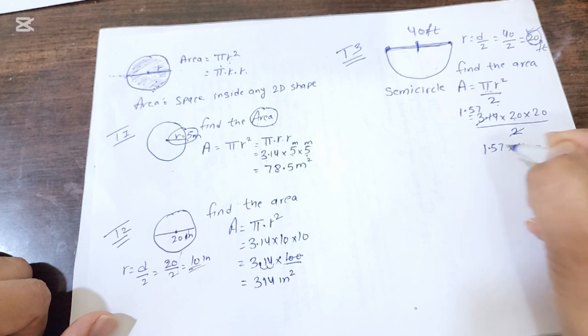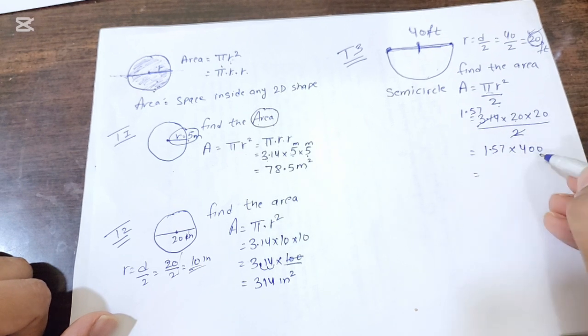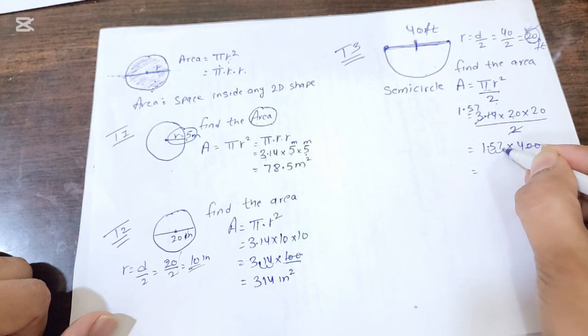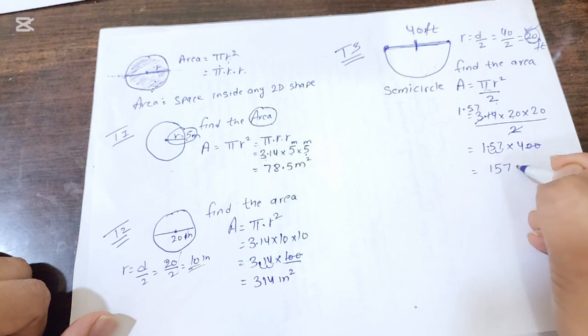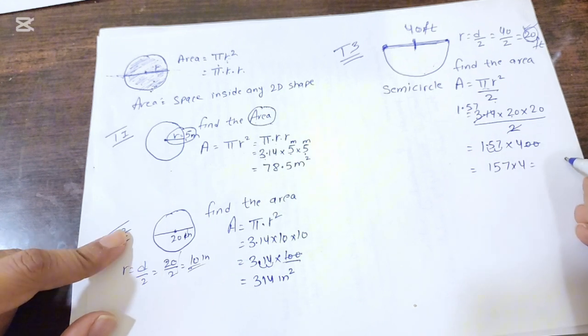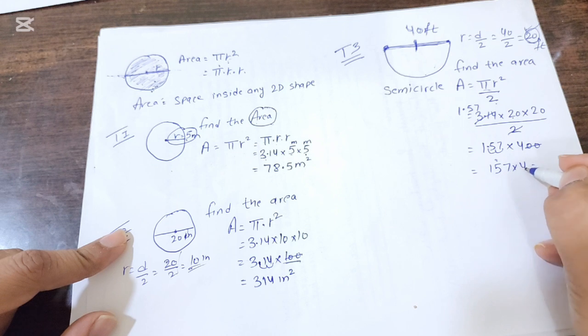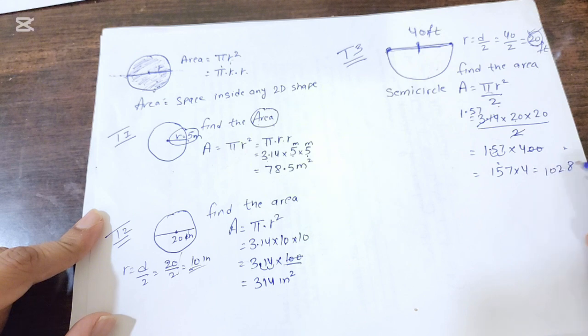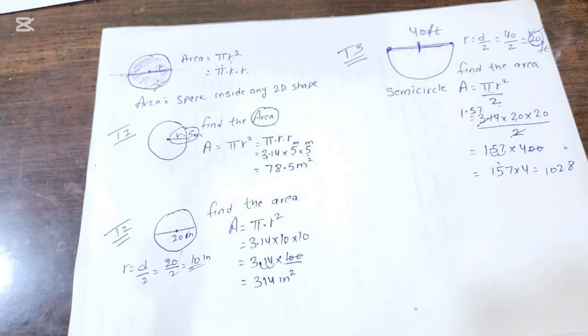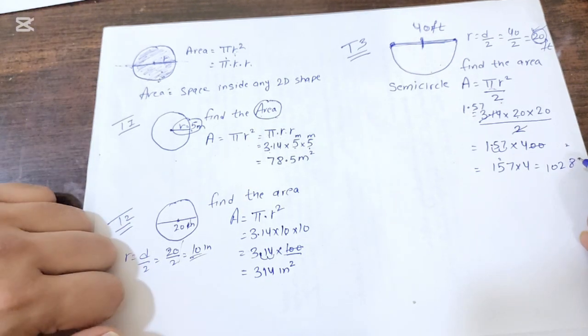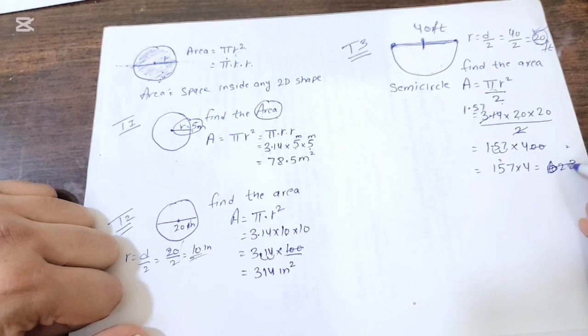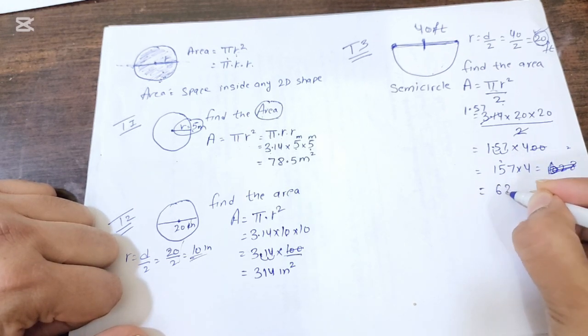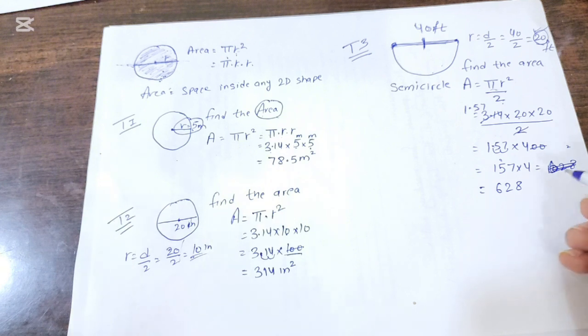times 400. Okay, now 20 means it will jump here. This will become 157 times 4, which will give me 628. 628 will be the answer, and the unit will be feet square.